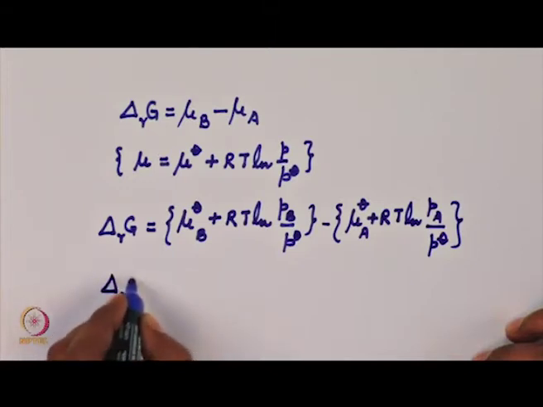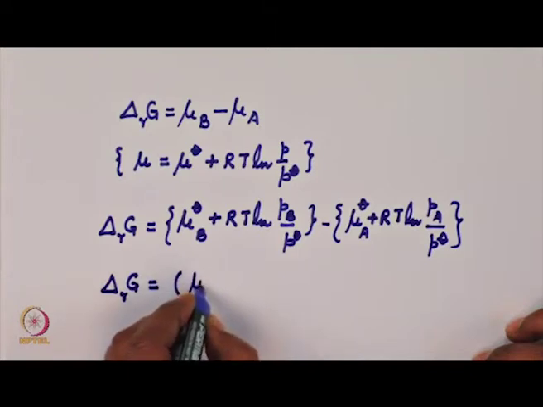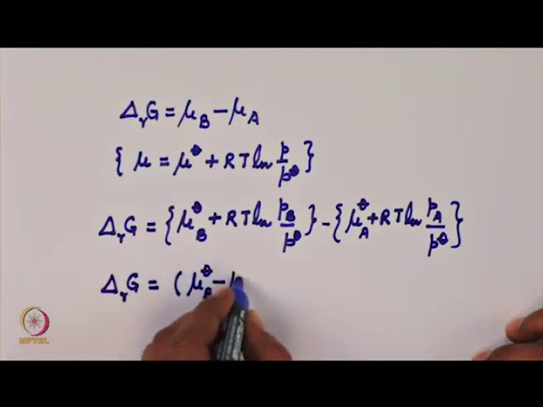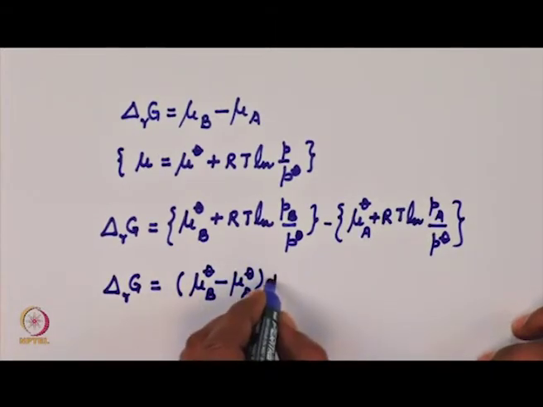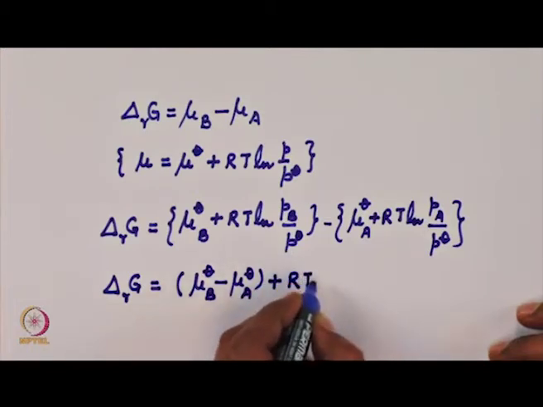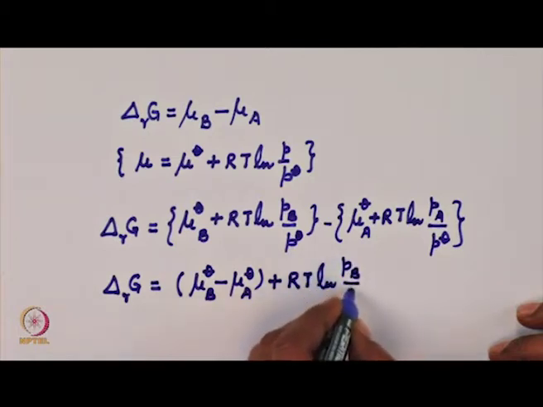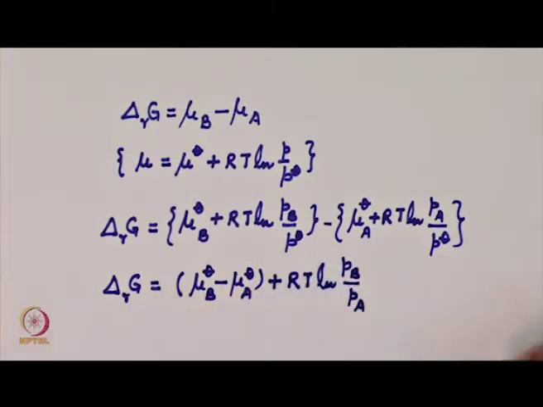Further, delta Rg will be equal to, I can write mu B naught minus mu A naught, and let us combine the logarithmic terms. It will be RT log PB by PA.